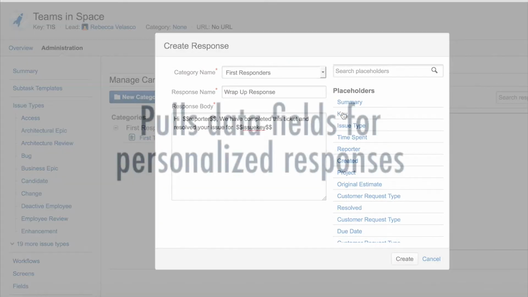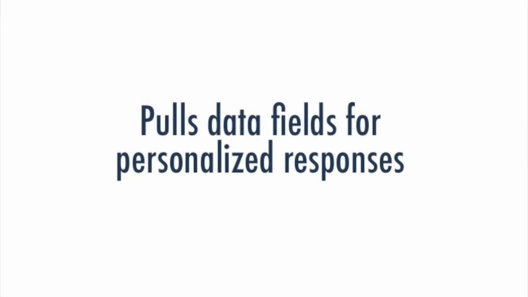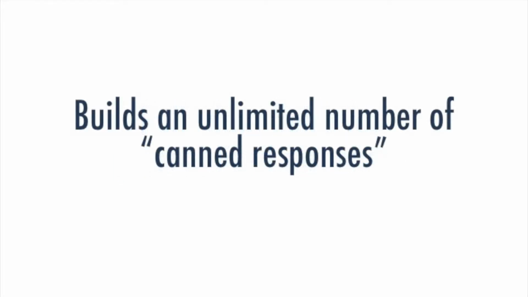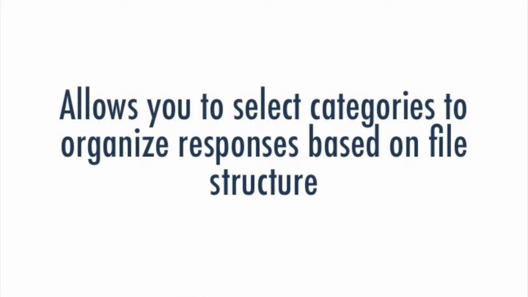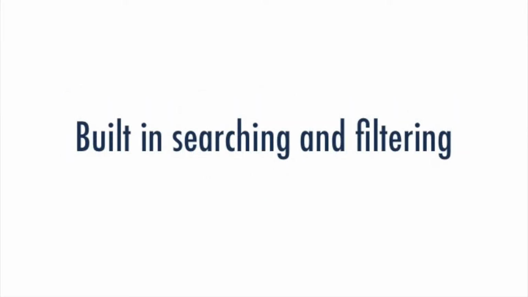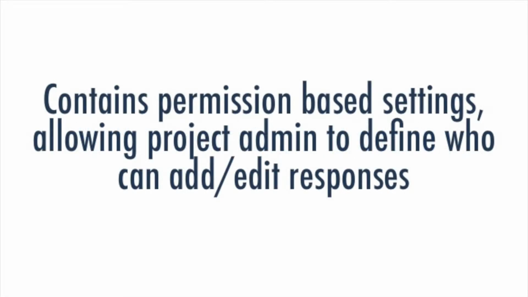Macro responses pulls in variable data fields for personalizing messaging, builds an unlimited number of canned responses, enables faster and more accurate responses, allows you to select categories to organize responses based on a file structure, has built-in searching and filtering to quickly add responses, and contains permission-based settings to the project so that the admin defines who can add or edit responses.